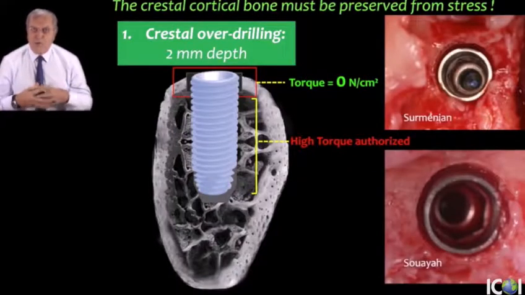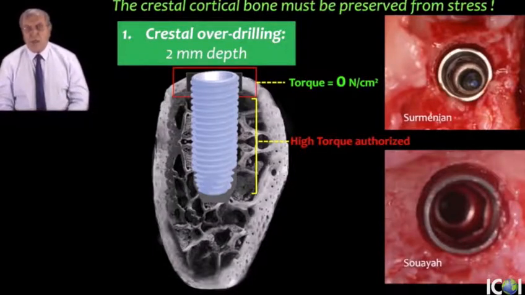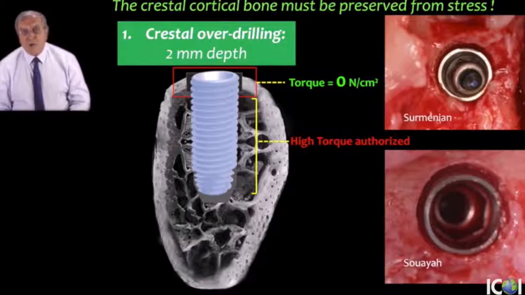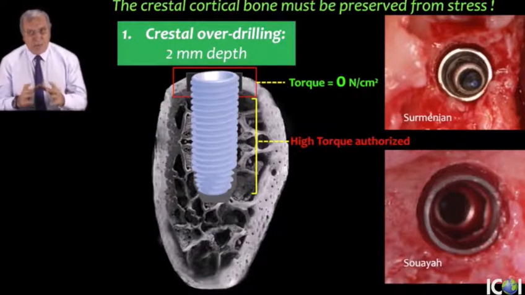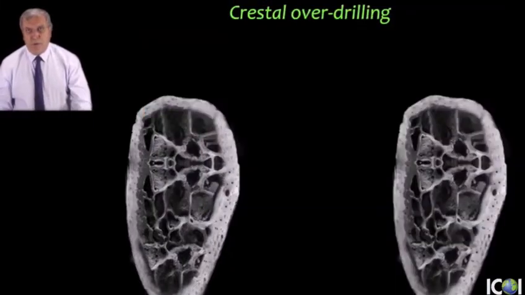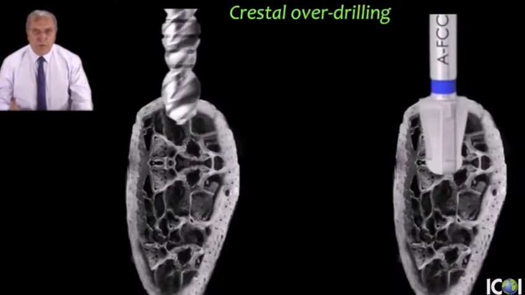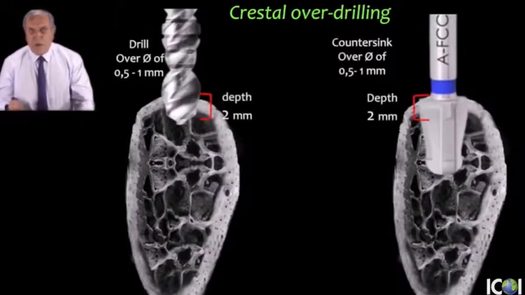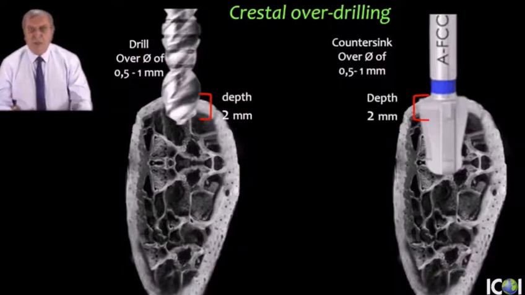For us, today, a good implant placement is a placement with no stress on the cortical bone. We must leave a space between the implant and the cortical in order to be sure that this bone will never resorb. How to do it? By a drill, by a countersink, just 2 millimeter depth. And then you definitely save the life of the cortical bone.